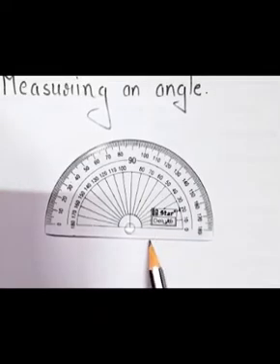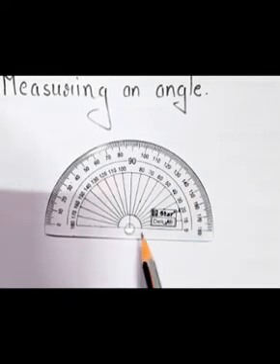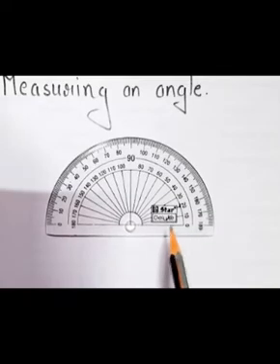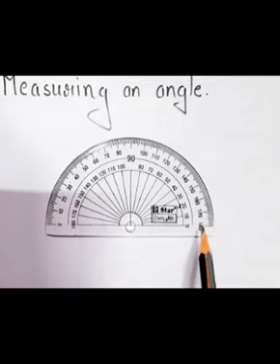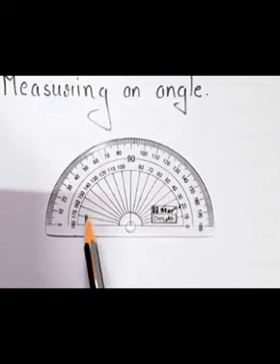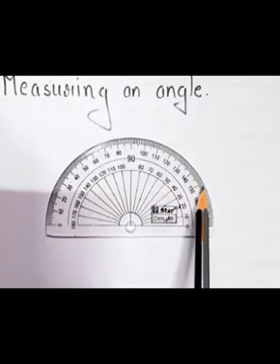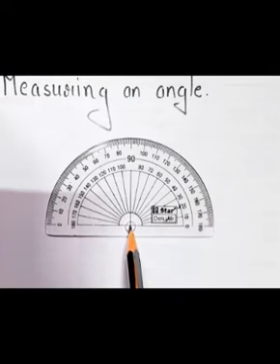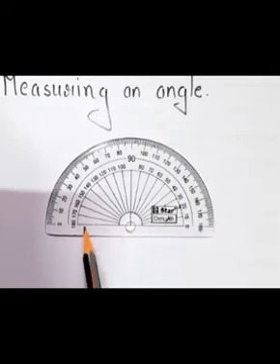Now students, you can see that this is a protractor. You all will be having it with you. This scale going from 180 to 0 and here from 0 to 180 is known as the dual scale. This point is known as the origin or the center point, and this line is known as the base line.